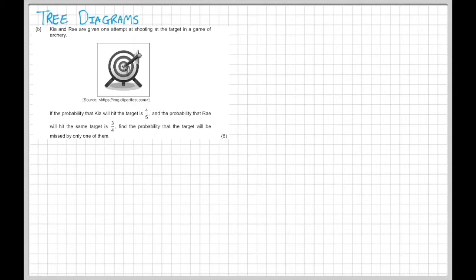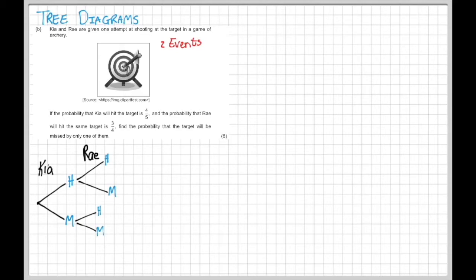Why do I say this is a tree diagram sum? Because there are two events that happen directly after each other. Simultaneously doesn't really matter, but there are two events happening. First of all, I've got Kia. She has two options, hit and miss. Then I've got Ray shooting, and she can hit or miss. And there's my tree diagram.